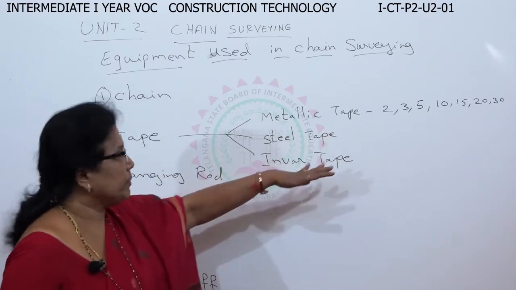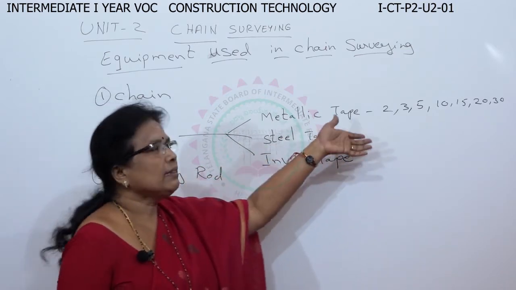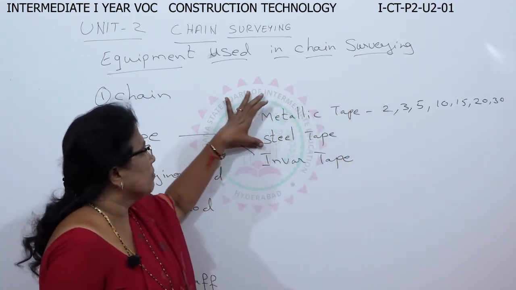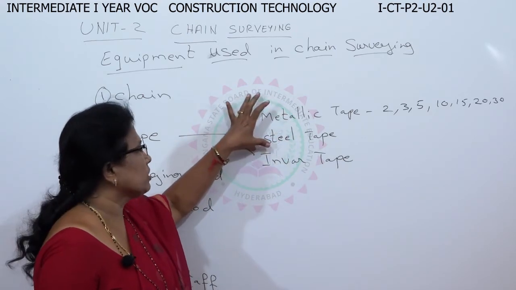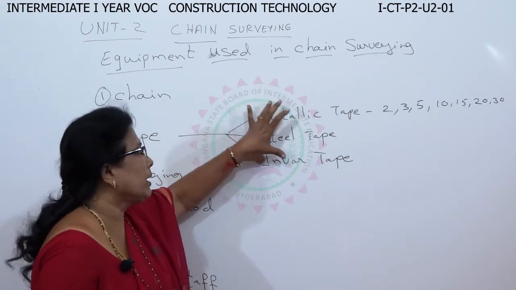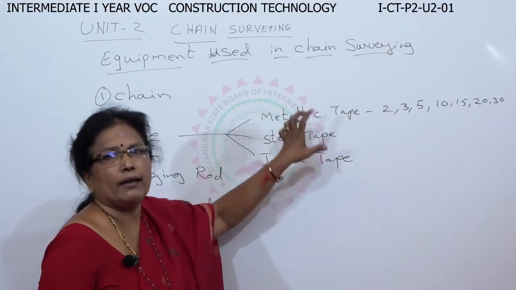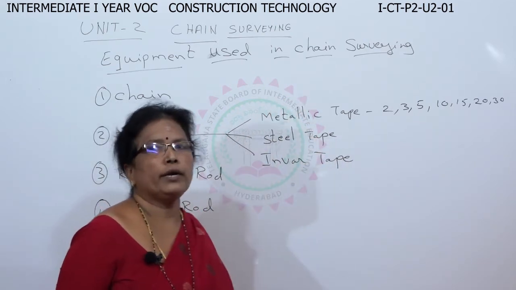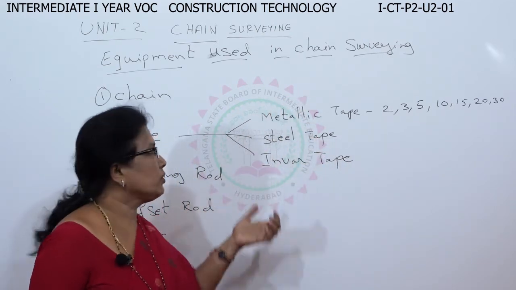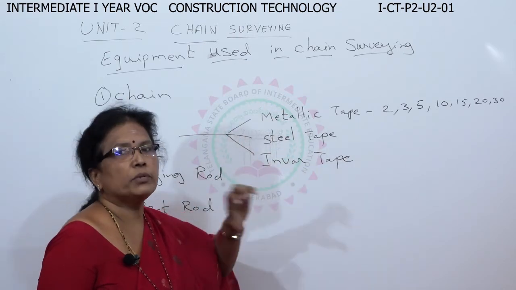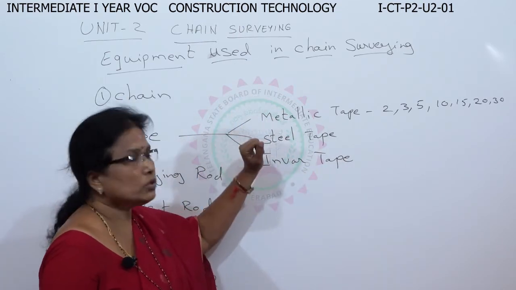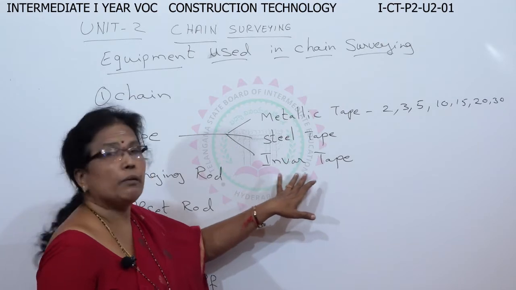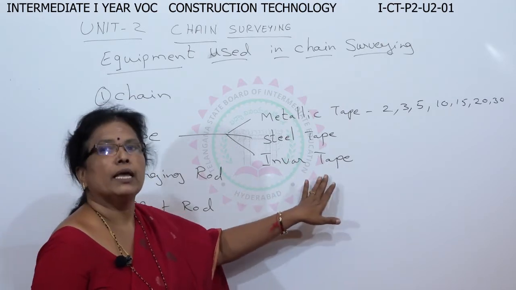And steel tape is nothing but you have to handle. These are a little mild, means they do not have much durability. So it should be handled carefully. Only for short distances, or when there is a need of measuring offsets, only then will you use tapes. And next, the best quality of tape is invar tape.